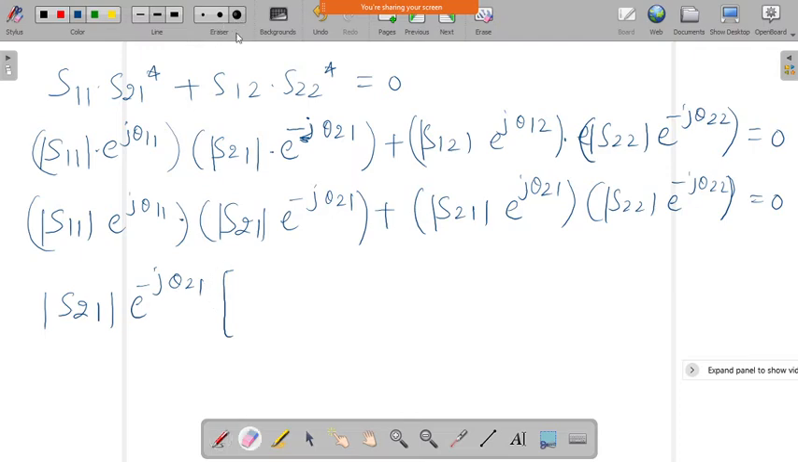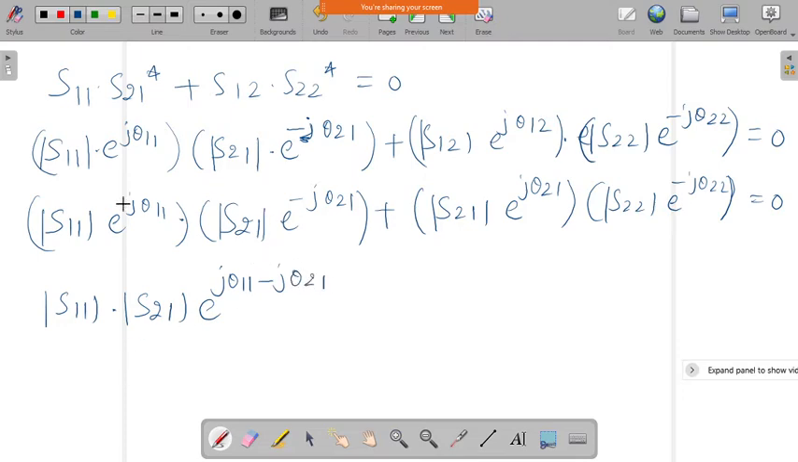If I take only the magnitudes as the common term, since here it is minus and here it is plus, we take only the magnitudes common. So S11 into S21 magnitude into e power j theta 11 minus e power minus j theta 21. This term I am writing. Similarly here, S21 magnitude into S22 magnitude into e power j theta 21 minus j theta 22.